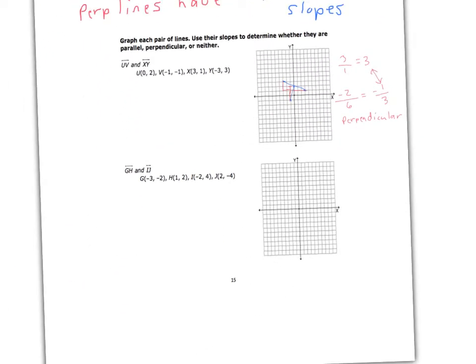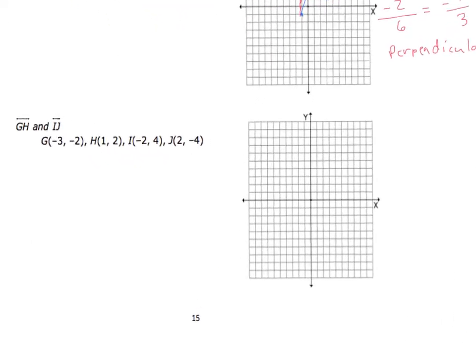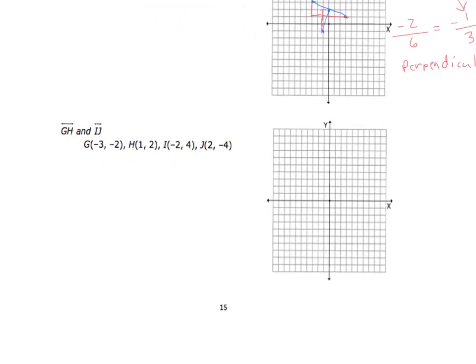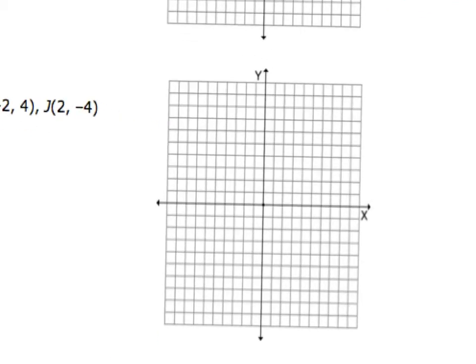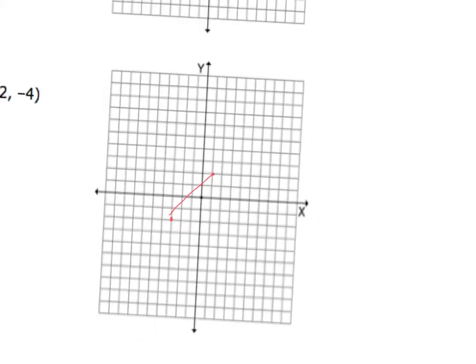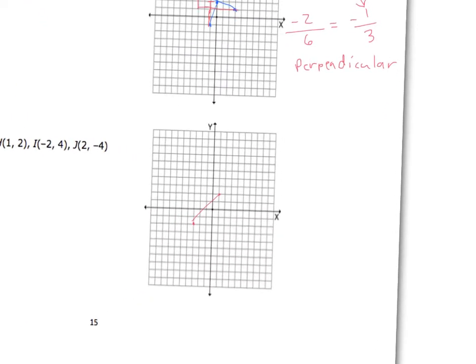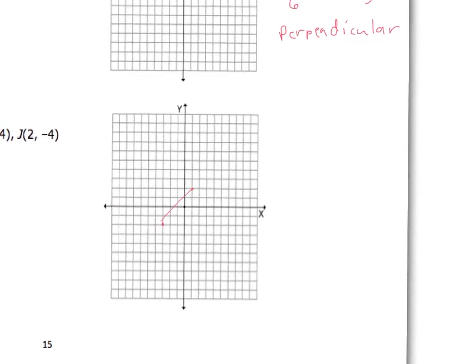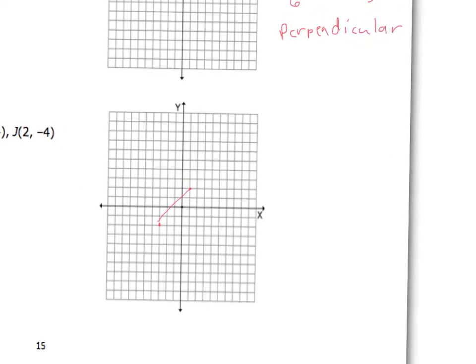Okay, let's try one more. Okay, so this time our points are (-3, -2) and (1, 2). And your second points are (-2, 4) and (2, -4).